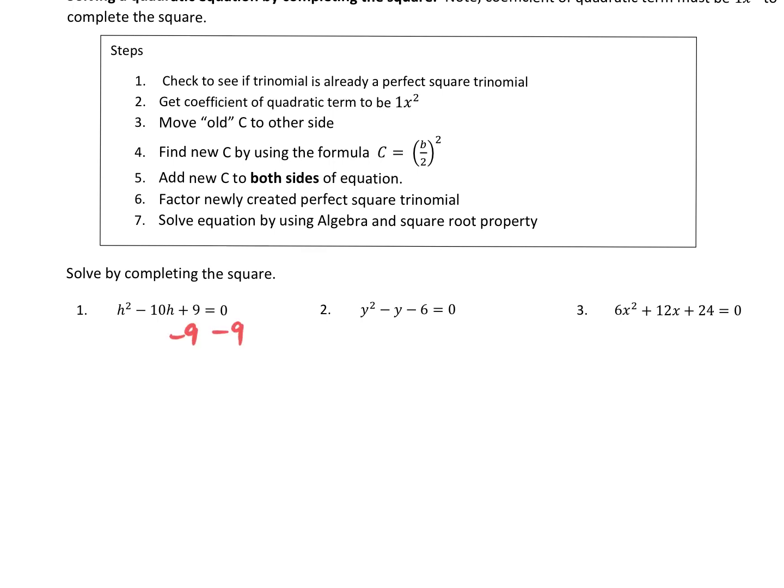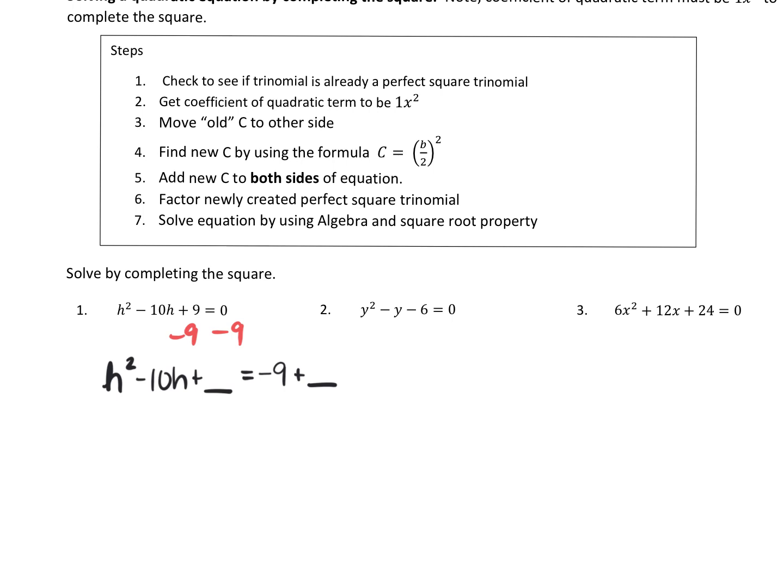When I rewrite it, I want to leave space for the new c. Okay? So h squared minus 10h, I like to do plus a blank, equals negative 9 plus a blank space. Whatever I add to one side of the equation, I have to add to the other. So if I'm going to find a c that's going to make this a perfect square, I not only need space to put it in between the plus sign and the equal, but I also have to add it to the other side. So I just like to leave a little blank space there to remind me to put it on both sides, because that's one of the biggest mistakes people make.